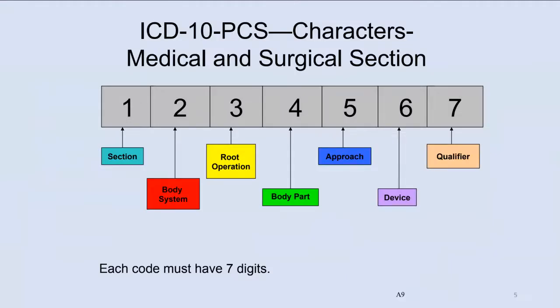Okay, so the first 3 digits would be these 3: the section, the body system, and the root operation. Now, the root operation is generally how it's listed in the index, but after the subterm, you'll have these 3 digits listed.